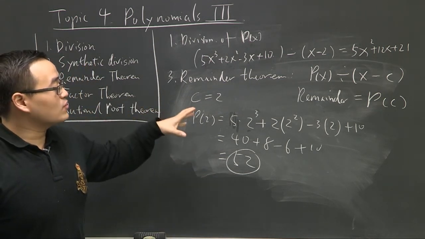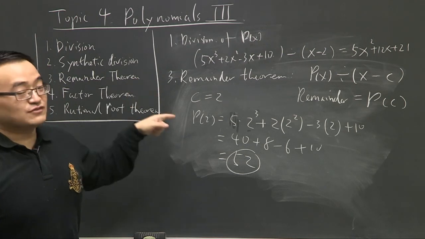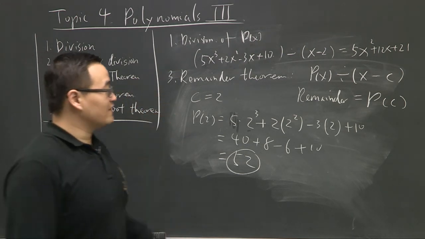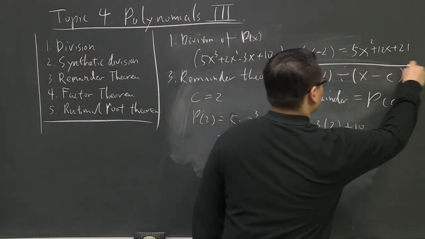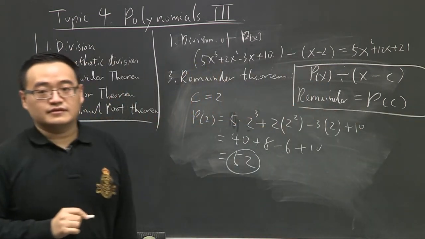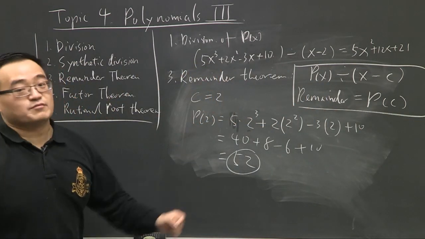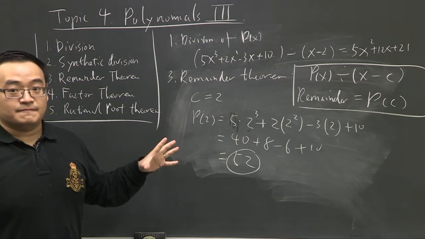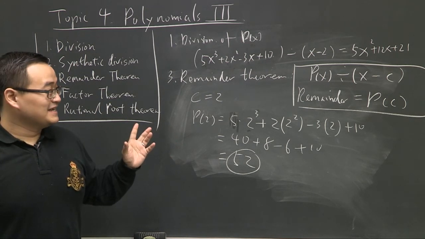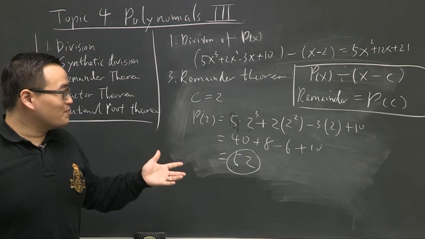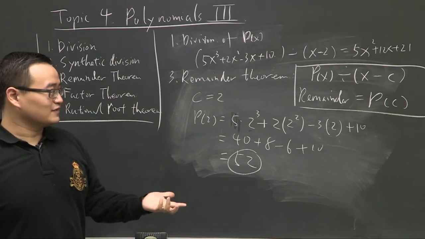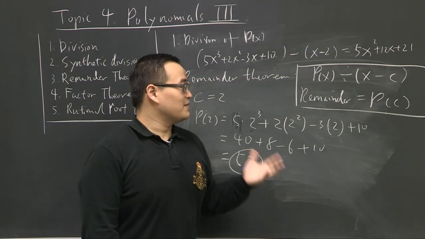The remainder theorem is important because it says you do not actually have to do division to get your remainder. All you have to do is pop this in. Okay? You pop a c into a polynomial, you get your remainder. That's it. Right? That's it. And you say, well, that's cool, but it's kind of useless. I mean, it's a cool thing to know, but how does that help me?